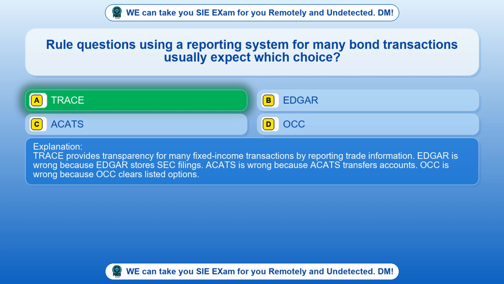EDGAR is wrong because EDGAR stores SEC filings. Accounts is wrong because Accounts transfers accounts. OCC is wrong because OCC clears listed options.